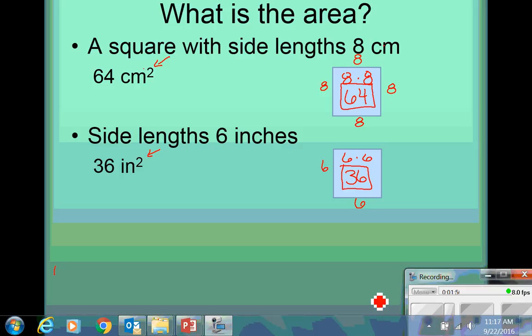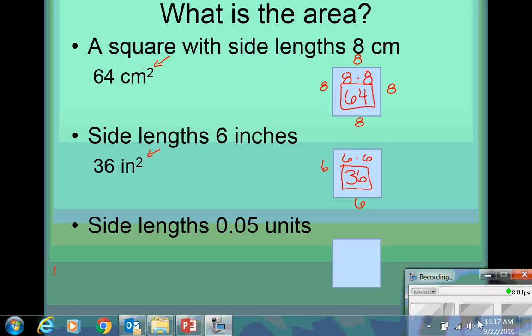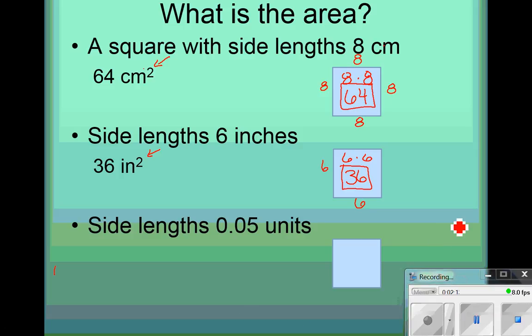The last example we're going to do is side lengths of 0.05 units, or 5/100 units. And again, I want you to draw a square. We're going to do the same thing we've been doing. Label the side lengths. Show multiplication. And then we would multiply.